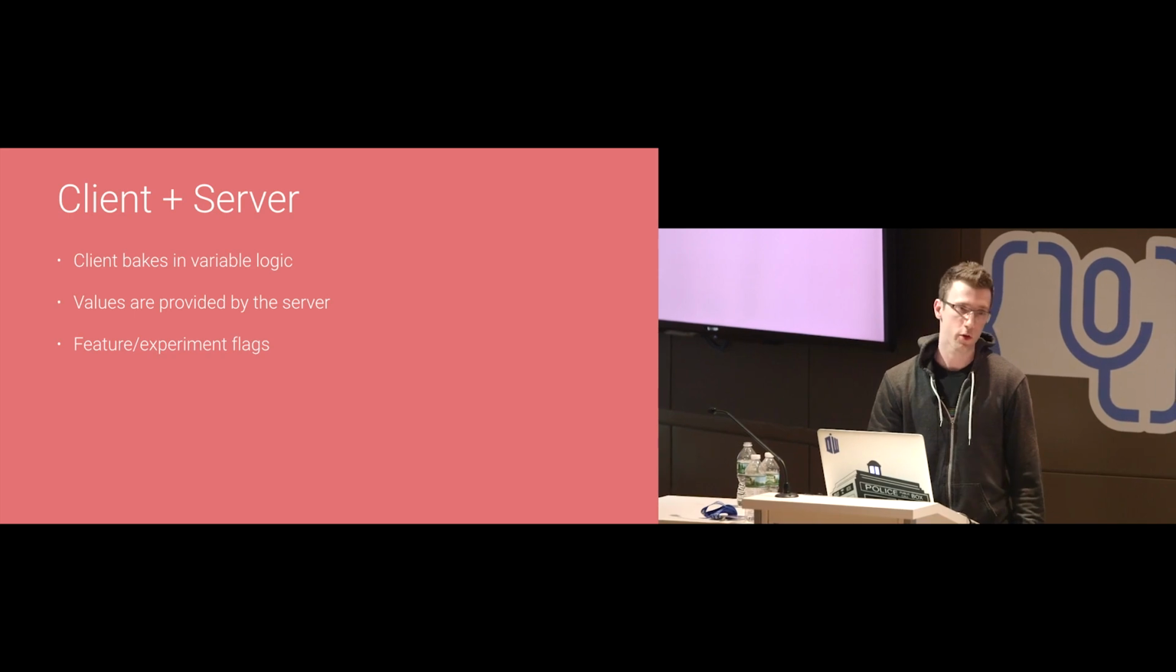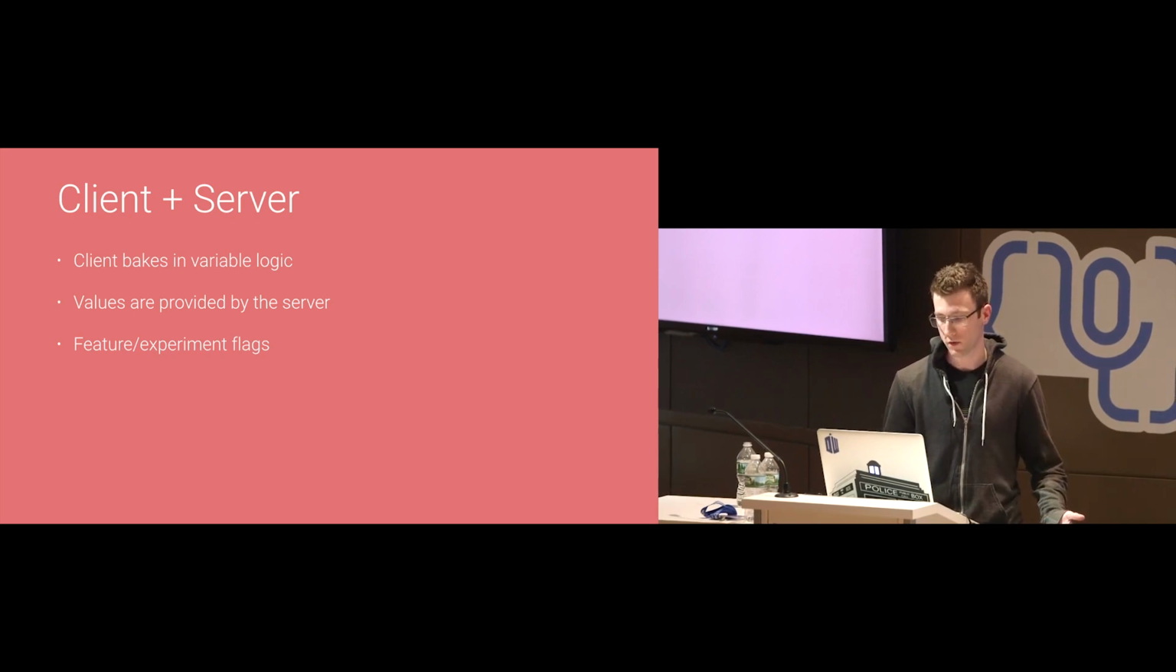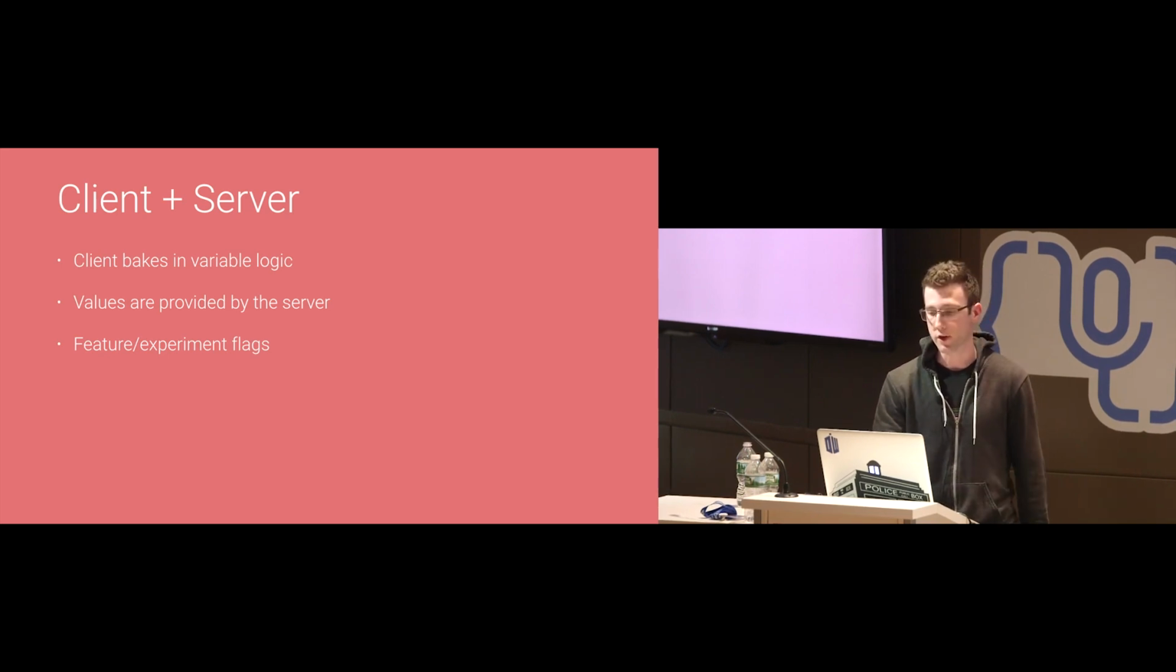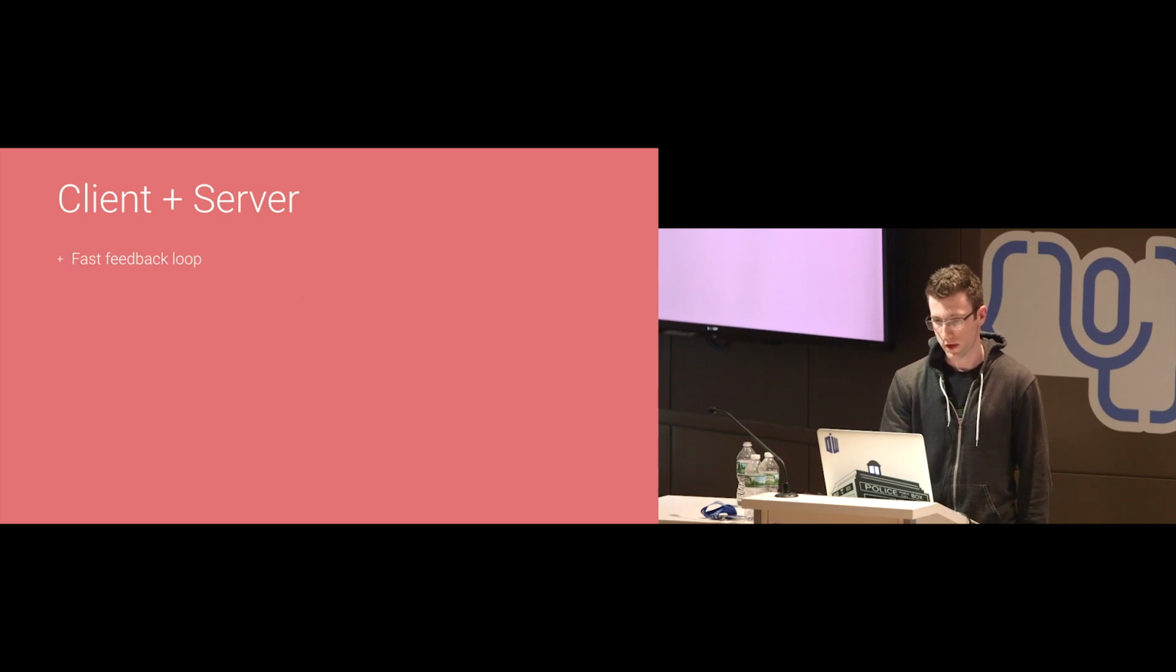Another example of this are feature or experiment flags. Your client will implement 2 or 3 completely different logics, and then the server just sends down a flag of which one to execute. So how does this compare?